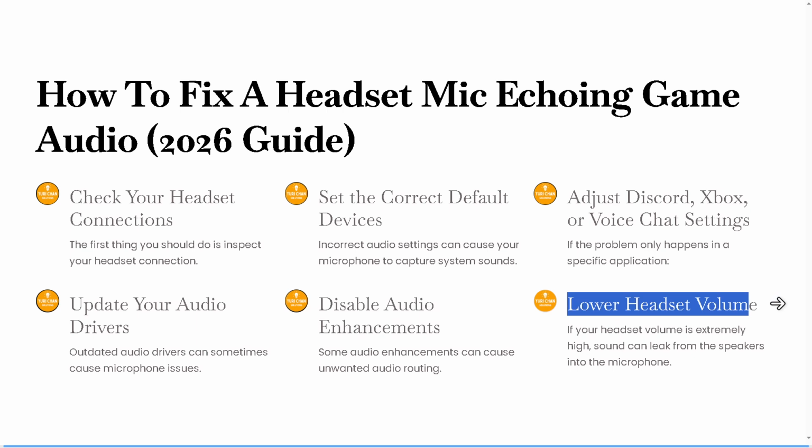And also, do not forget to lower the headset volume. If your headset volume is extremely high, sound can leak from the speakers into the microphone. So I want you to lower your headset volume slightly, and move the microphone closer to your mouth. If possible, enable noise cancellation on your headset. This simple adjustment often helps reduce audio bleed.